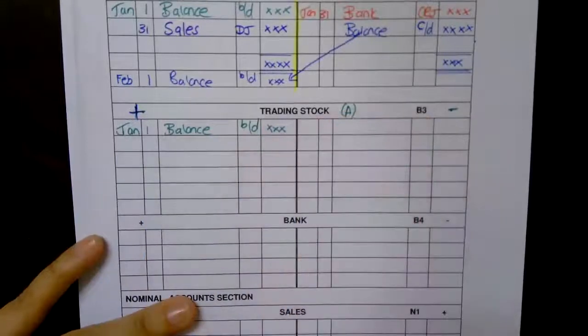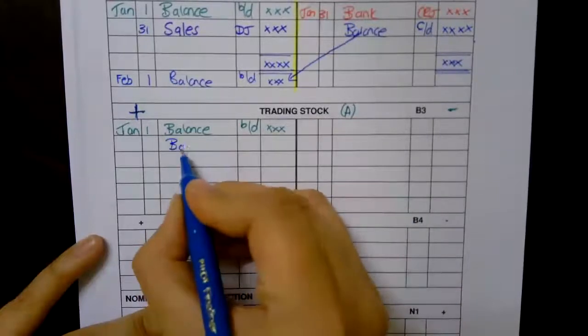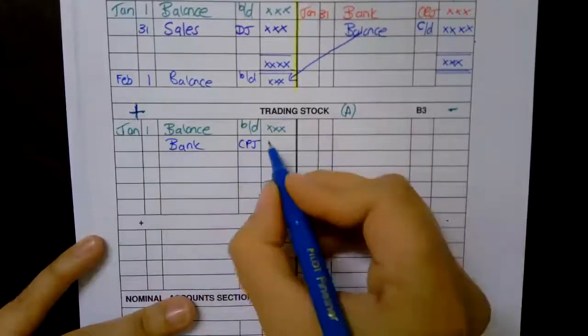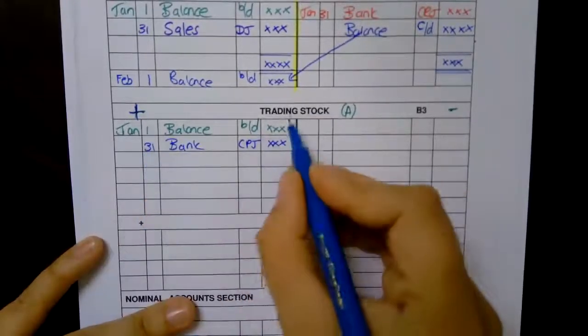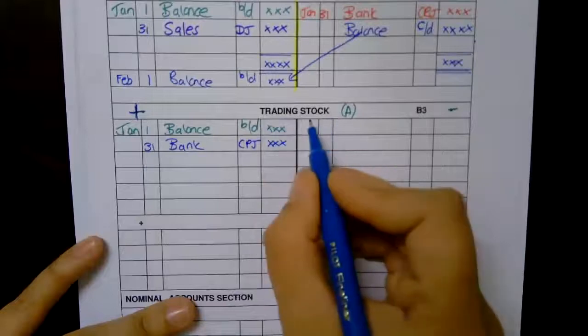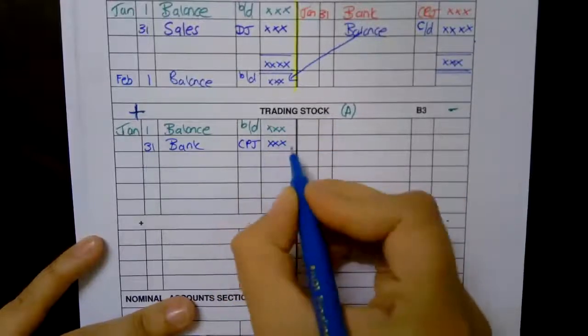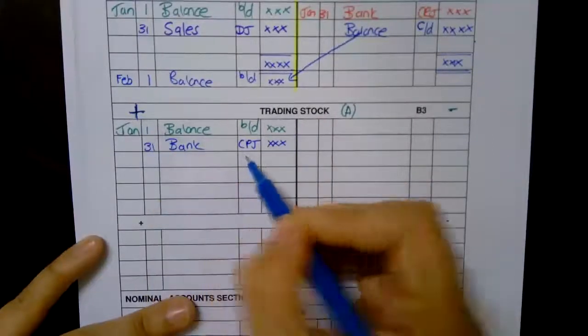Obviously, when you buy trading stock. So you will write bank, CPJ for cash payment journal, and then the amount or the total of the trading stock account in your CPJ. That amount will go there. So your trading stock only increases when you buy trading stock.